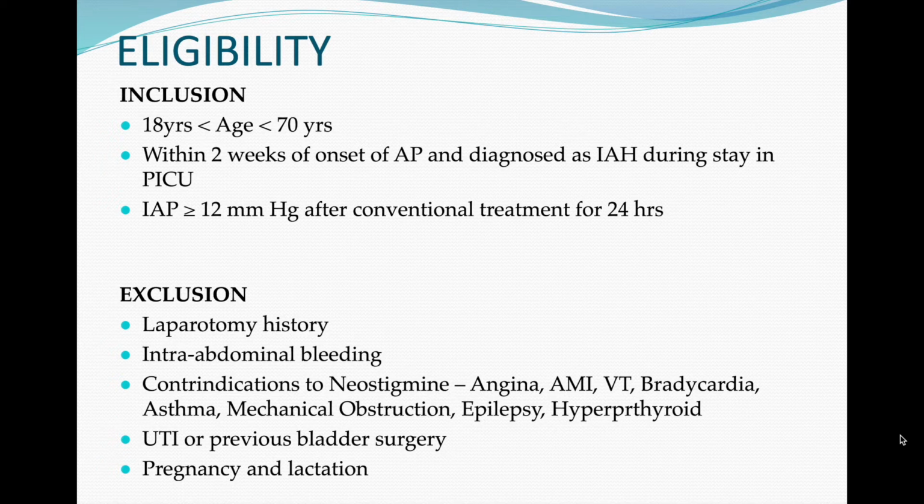Now coming to the exclusion criteria, if there is any laparotomy history, then those patients were excluded. If there is intra-abdominal bleeding, these patients were also excluded. Any contraindications to neostigmine like angina, AMI, VT, bradycardia, asthma, mechanical obstruction, epilepsy, hypothyroidism, they were also excluded. Any UTI or previous bladder surgery, they were also excluded, or pregnancy and lactation. Bladder surgery because the IAP was measured by the bladder. I will come to that later.